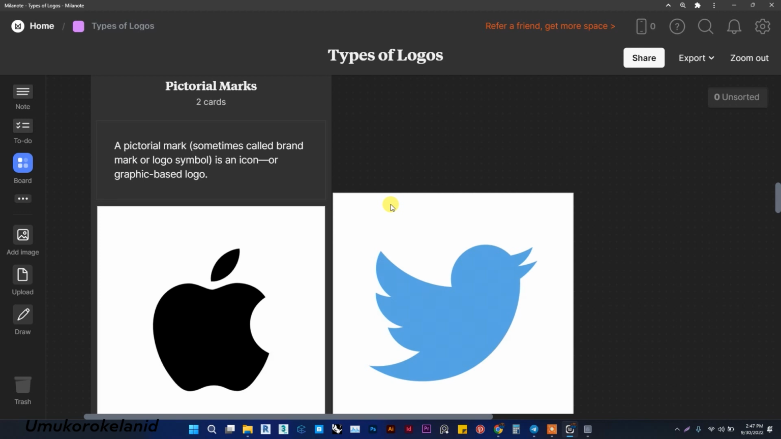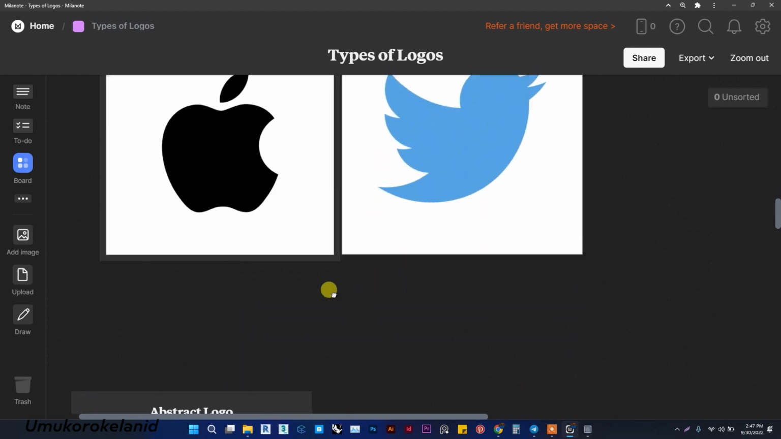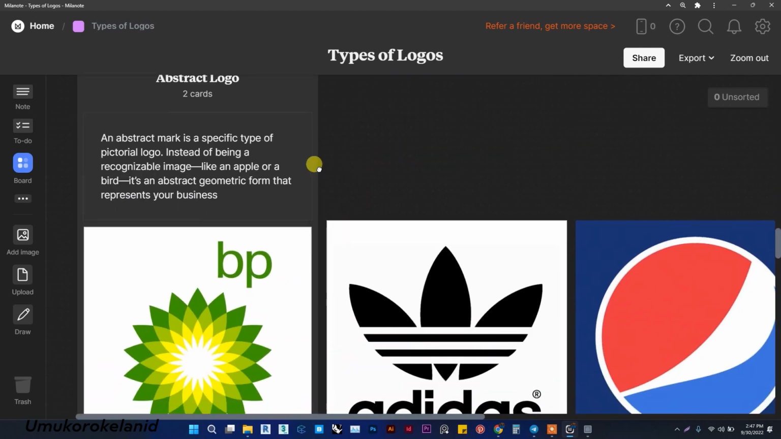So let's go to the fourth one. The fourth one, we have the abstract logo. An abstract mark is a specific type of pictorial logo. Instead of being a recognizable image like an apple or a bird, it's an abstract geometric form that represents the business. You might definitely not know what it means.